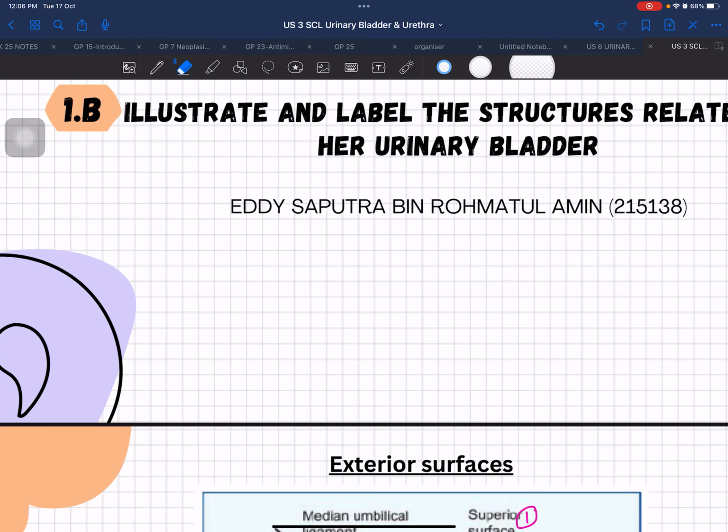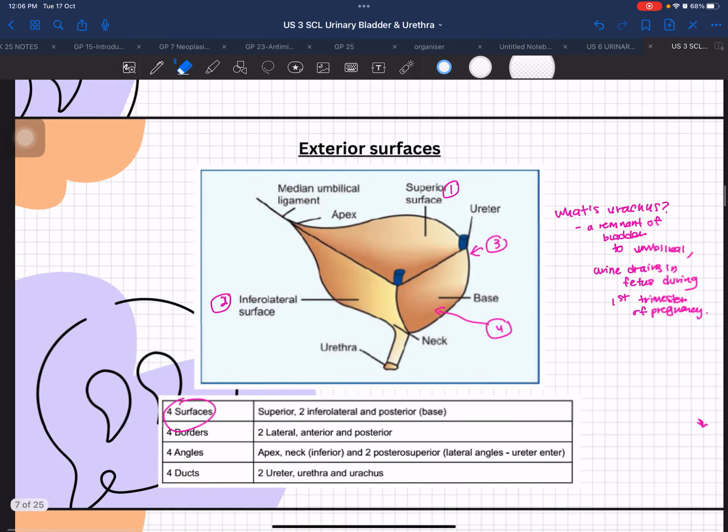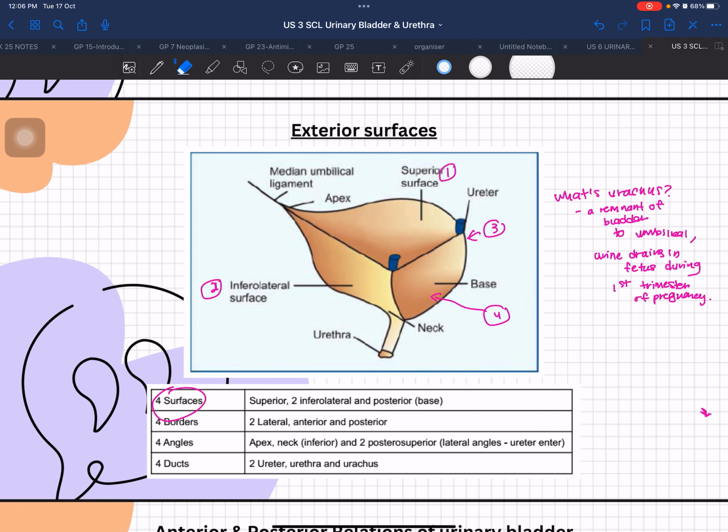Basically, in the urinary bladder itself, we have a couple of surfaces, borders, angles, and also ducts. So let's talk about it one by one. For surfaces, we have the superior surface, the inferolateral surfaces, where inferior means below and lateral means beside, then we have the posterior surface. So we have four surfaces. For borders, it's like a line. So we have two lateral borders, then anterior, three, and posterior, four.